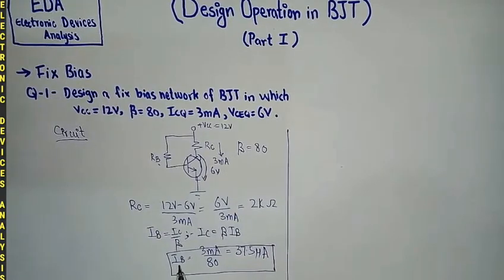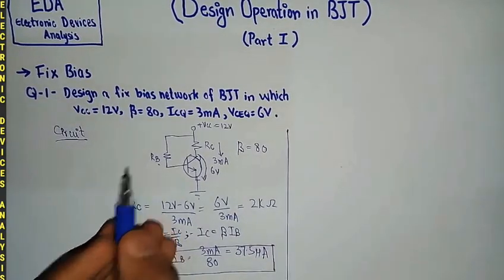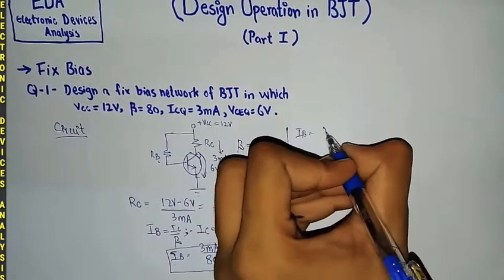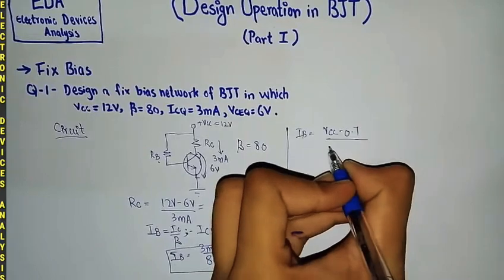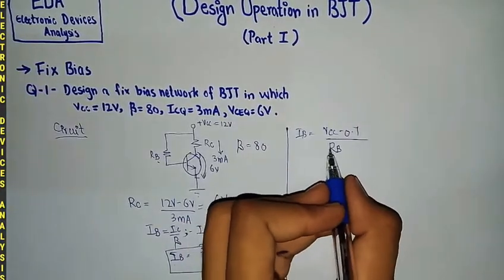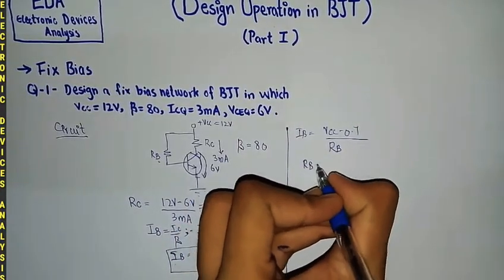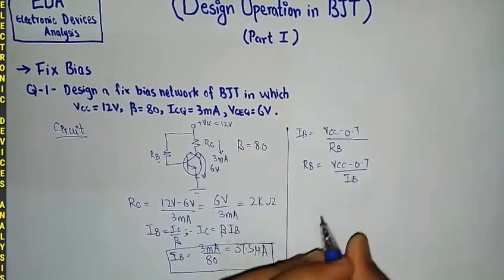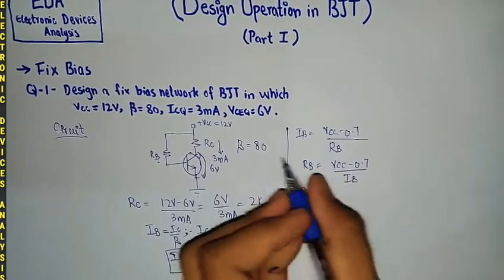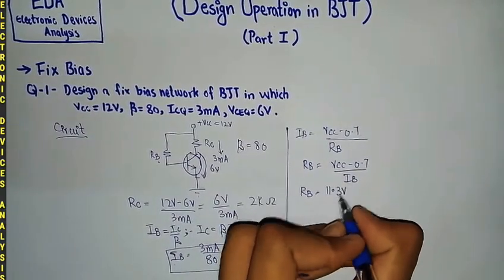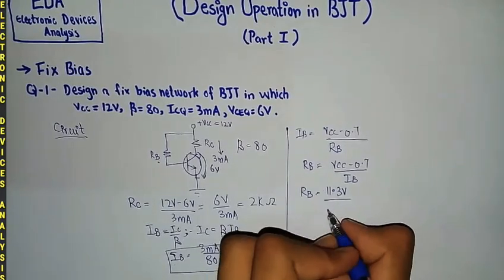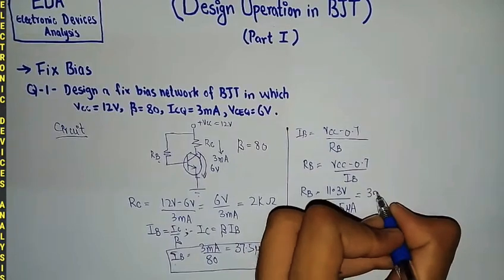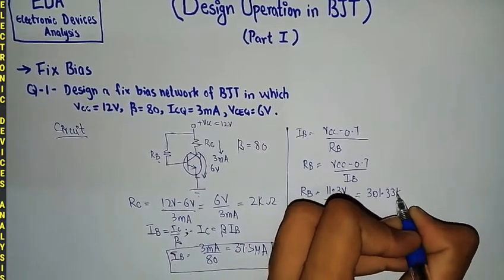From the base current you can find the resistance of the base. The formula of base current is IB equals VCC minus 0.7 volts over RB. First of all we rearrange it: RB equals VCC minus 0.7 volts over IB. RB equals 12 minus 0.7, which is 11.3 volts, divided by IB, which is 37.5 microamps. So this is equal to 301.33 kilo ohms.